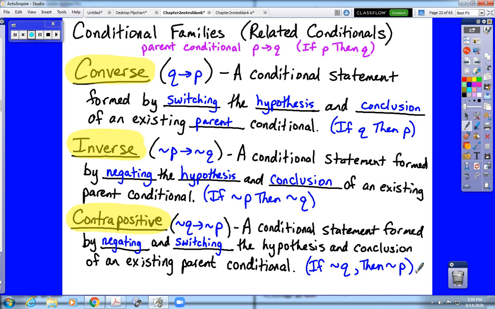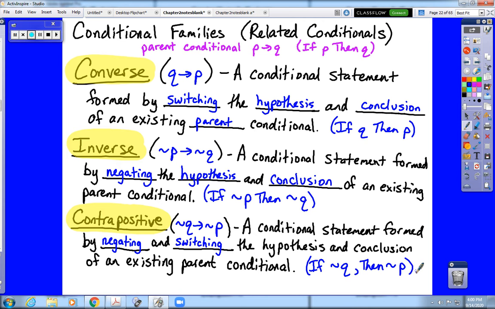So we're going to do a couple examples of this, and in the process we'll also discuss truth value of these related conditionals. Again, the truth value thing is just going to be more practice of us judging whether or not a conditional statement is true. It's not going to be a new skill. Again, remember that the only way to show that a conditional statement is false is to show that the hypothesis is true, but the conclusion is false, by providing a counterexample where P is true, Q is false.